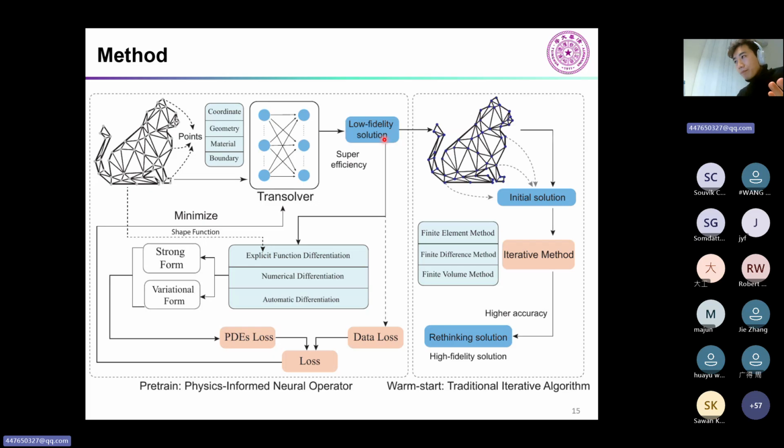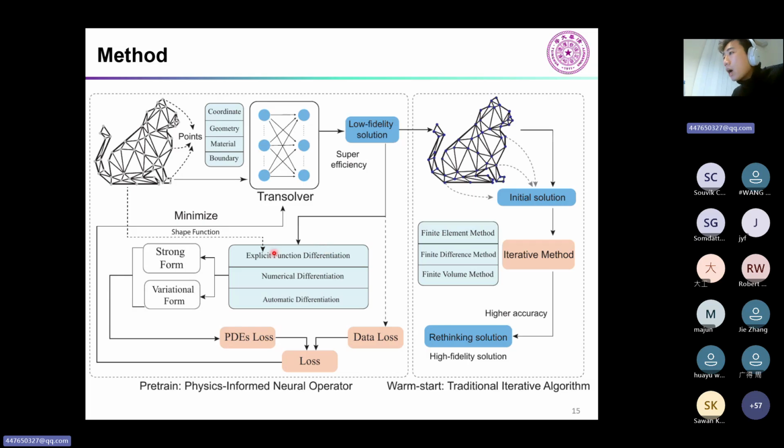Because the output is wrong. It's wrong, right? Because we don't use any constraint to make this output correct. However, we have the PDE. Because we have this output and we have the grid, we can use a shape function, PFEM.